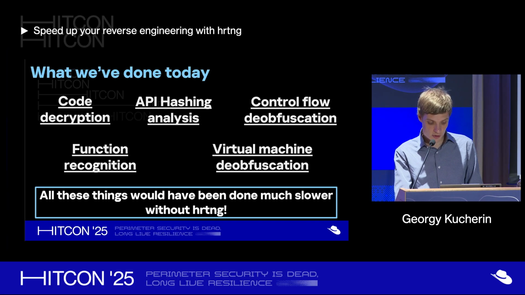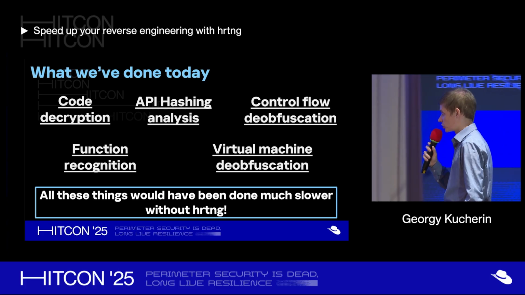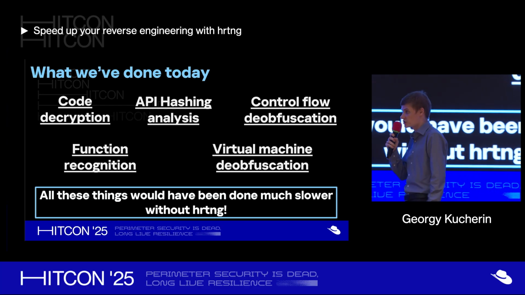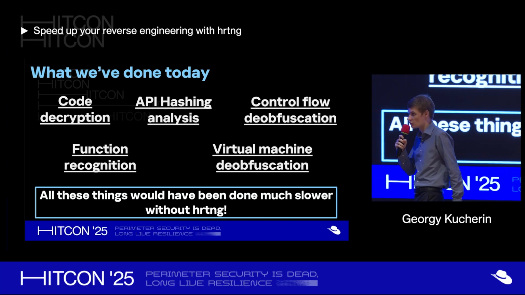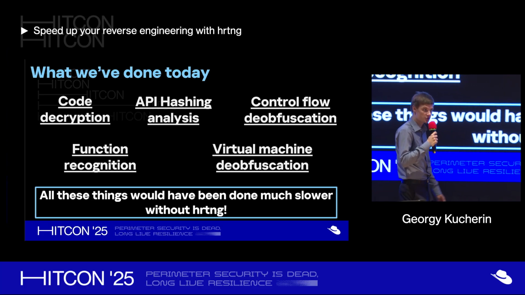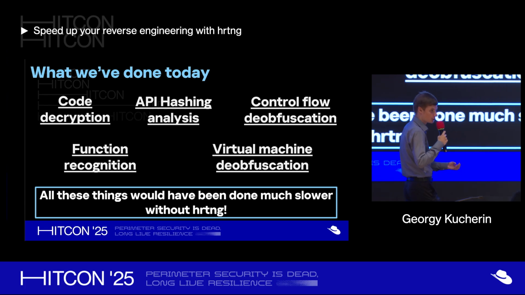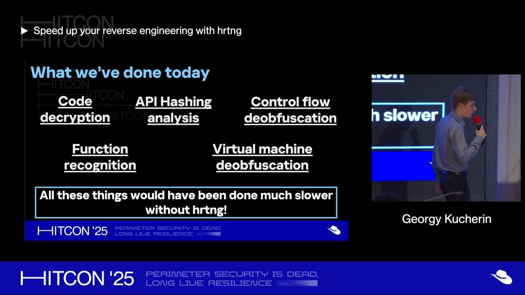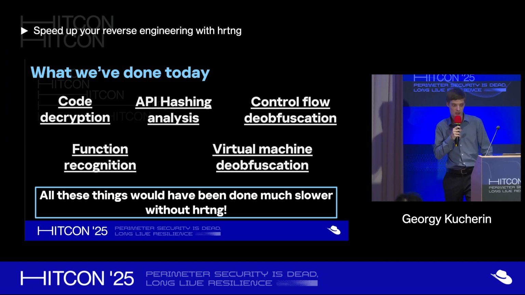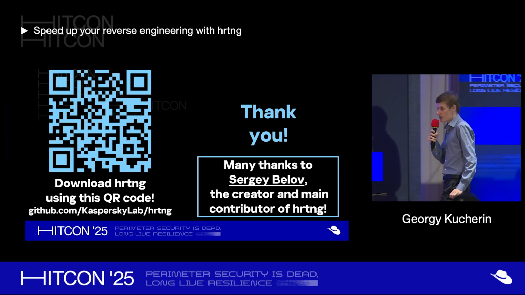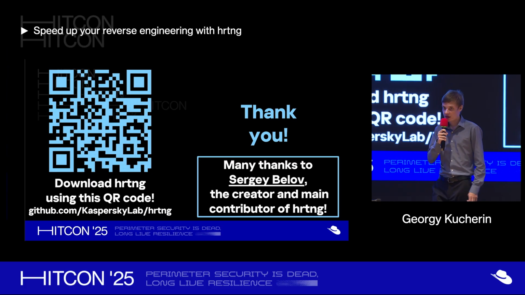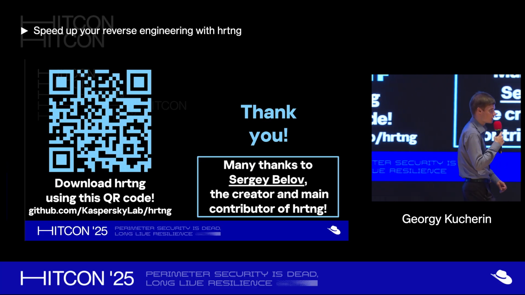And today, to get to this conclusion, we actually did many things: code decryption, API hashing analysis, function recognition, virtual machine deobfuscation. We did all these things very fast, and it all wouldn't have been so fast without the hrtng plugin, which helped us avoid hours of scripting and automate complex actions in just a few steps. And I hope that by showing this demo to you today, I've managed to convince you that the hrtng plugin can be really helpful in your daily reverse engineering routine.